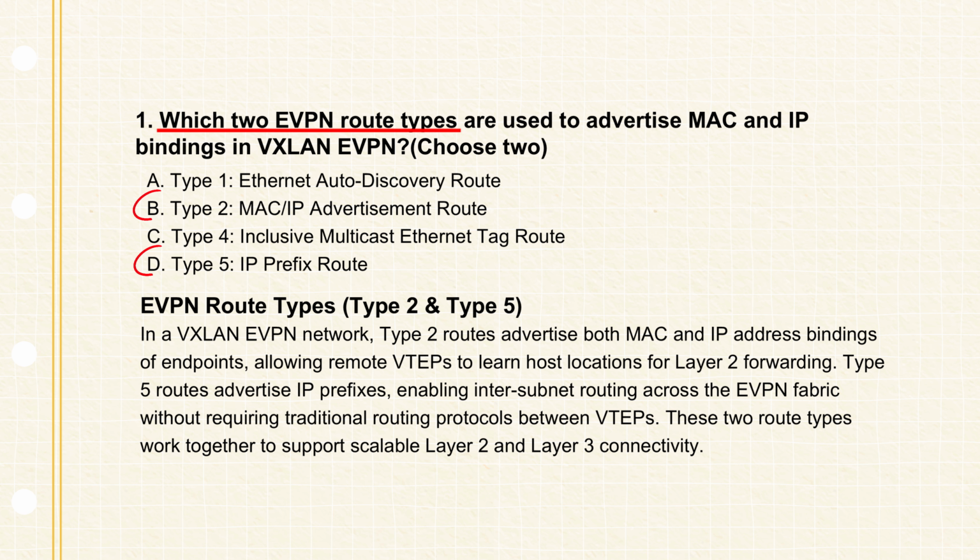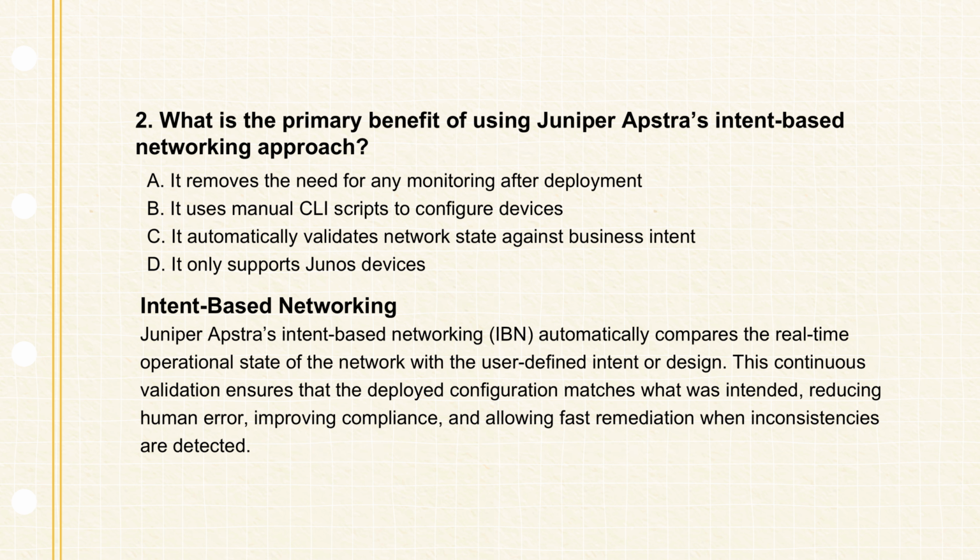Precisely. And this isn't just technical detail for its own sake. It's what gives modern data centers their agility. It lets you scale out, add new services without having to manually reconfigure everything constantly. It's pretty foundational. The agility engine, like you said. Okay, so we have this complex dynamic network. How do you manage it effectively? What's the main benefit of using Juniper Apstra's intent-based networking approach?